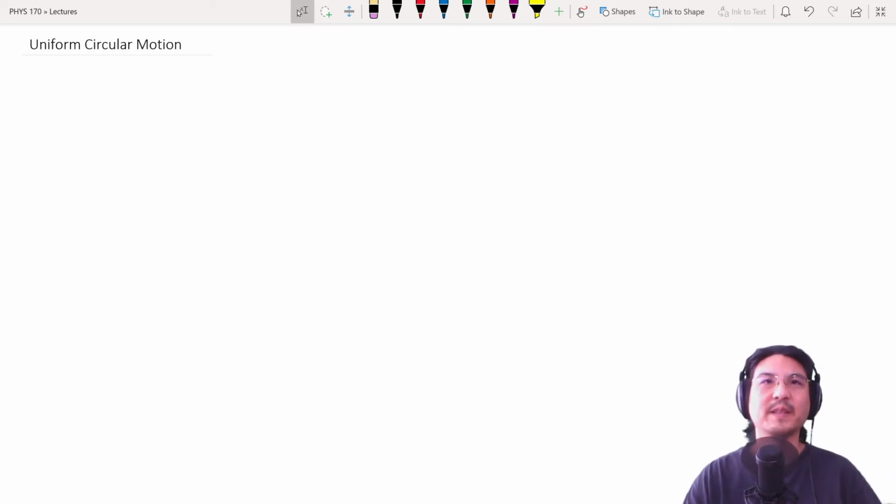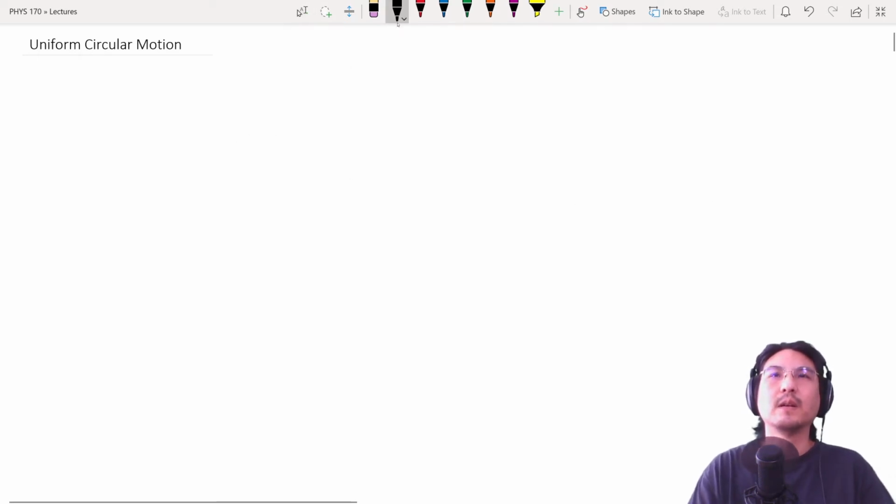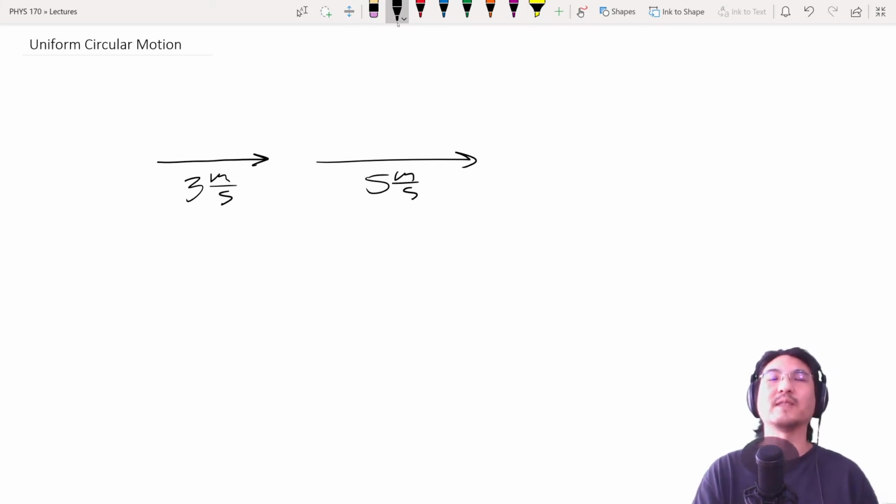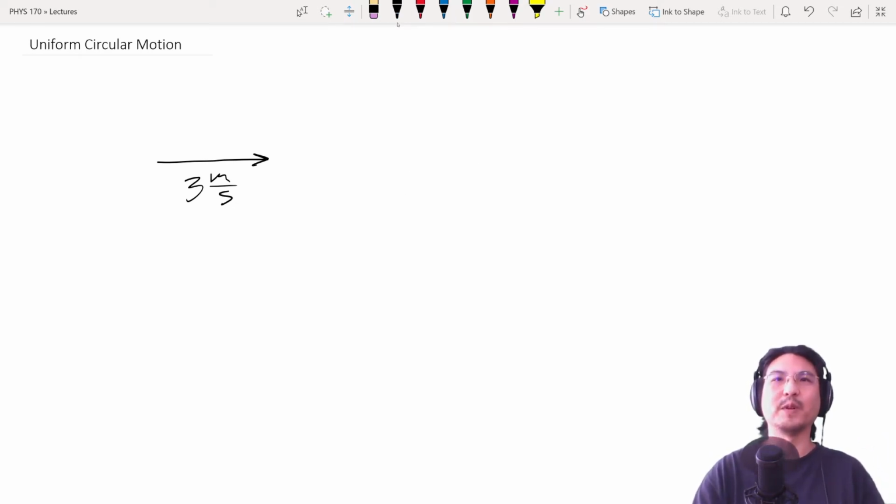Hey everybody, this video is about uniform circular motion. So let's say you are going in a straight line this fast, and then later you're going this fast, right? So now you're accelerating, right? And the acceleration is toward the right. What if you're going 3 meters per second to the right, and then a few seconds later, you're going this fast? Right, so now your acceleration is to the left, or you're slowing down.